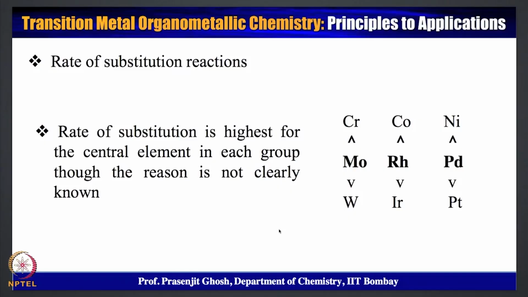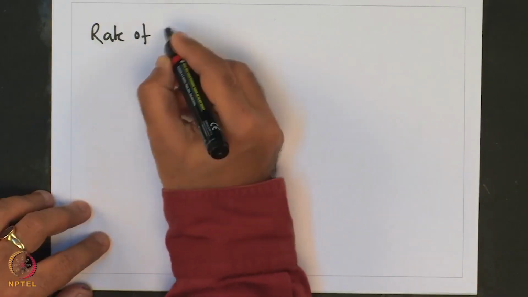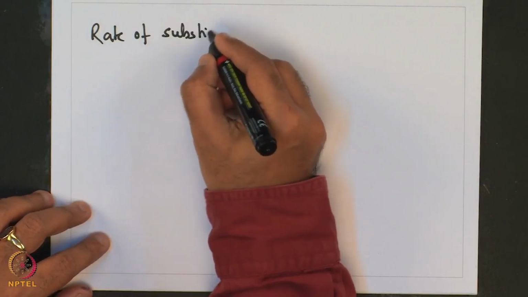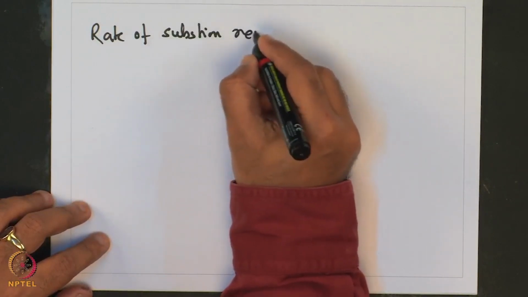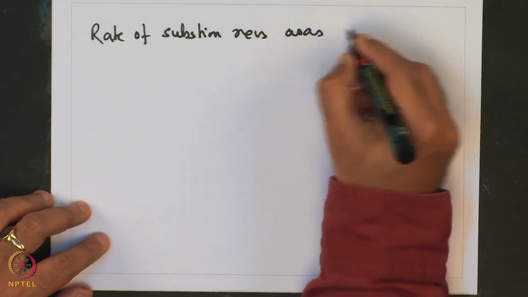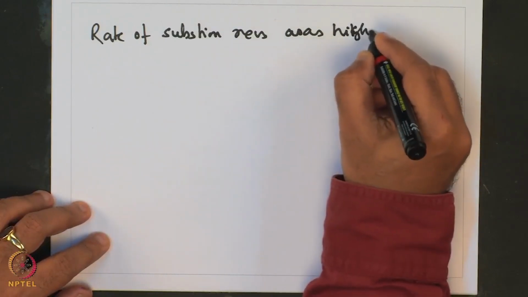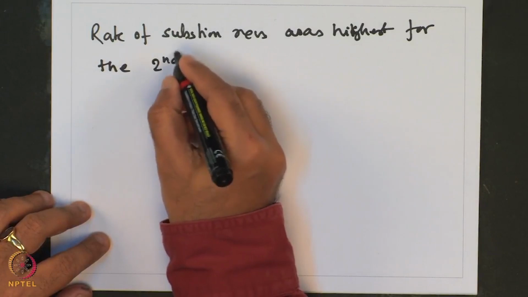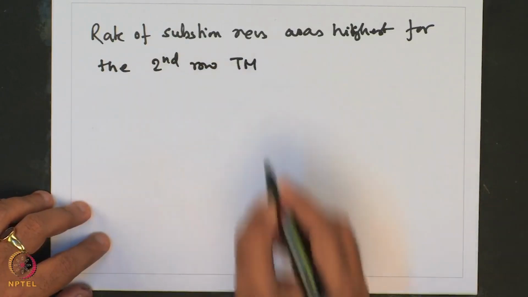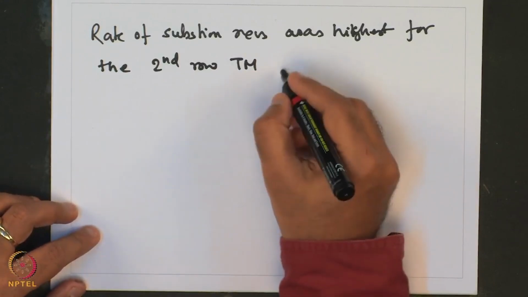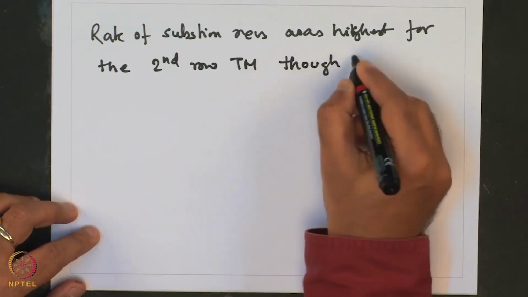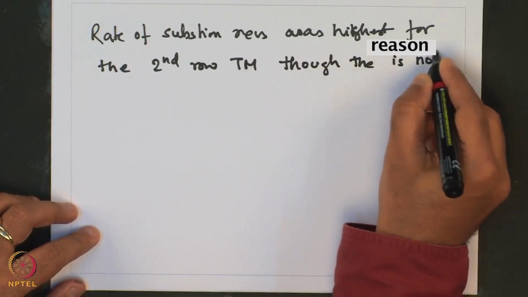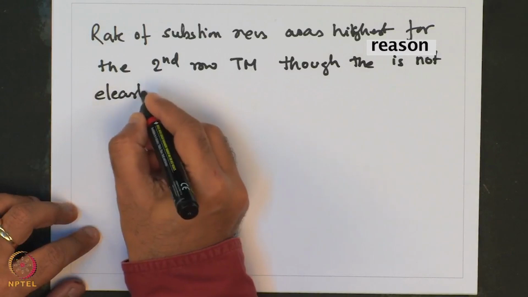This rate of substitution was found to be highest for the second row element transition metal, though the reason is not clearly understood.